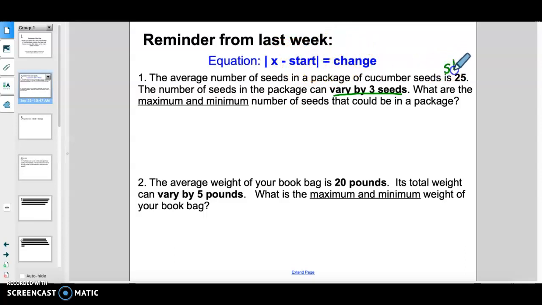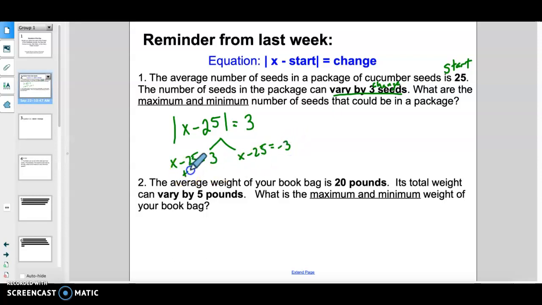So the 25 would be my starting amount. And then the 3 is how much I'm going to change by, because it could change 3 up or 3 down. So if I set up this equation, it goes x minus the starting amount, so minus 25, equals the amount it changes by, which is 3. So then from there, we can do the whole splitting it up. So x minus 25 is 3, a distance of 3 from 0. So we would have x minus 25 equals positive 3. And x minus 25 equals negative 3.